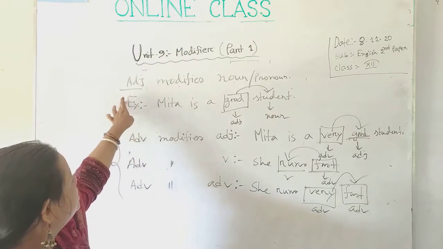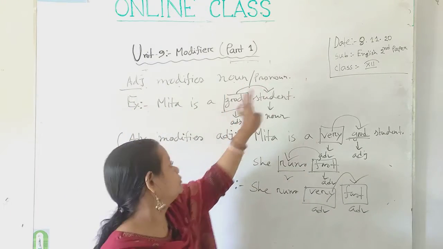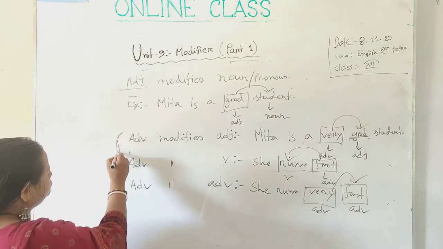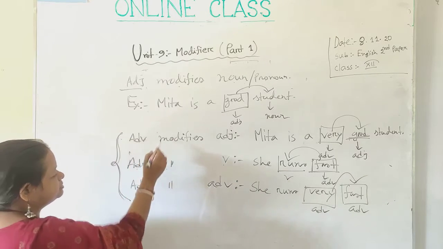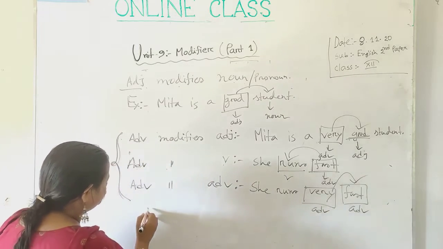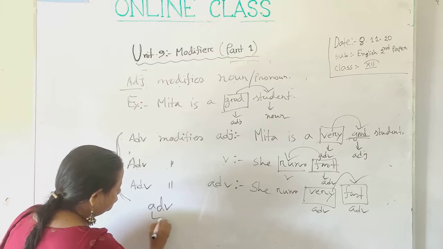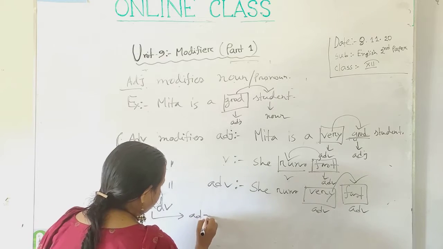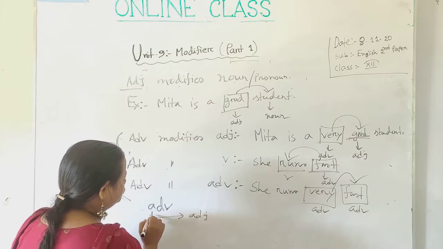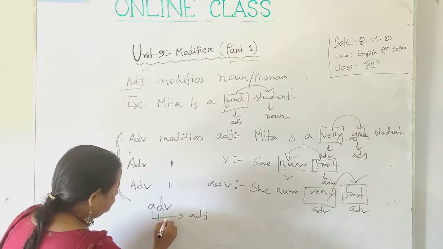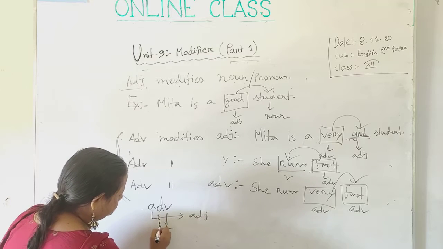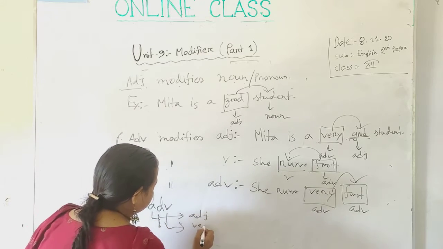On the other hand, adjective modifies noun or pronoun. We have to keep in mind these three things. So there is a clue for you. That clue is ADV. For A, adjective. That means adverb modifies adjective. For V, that is verb.